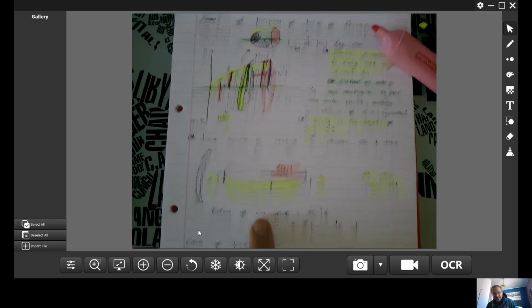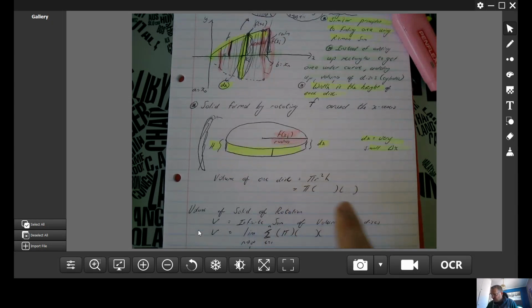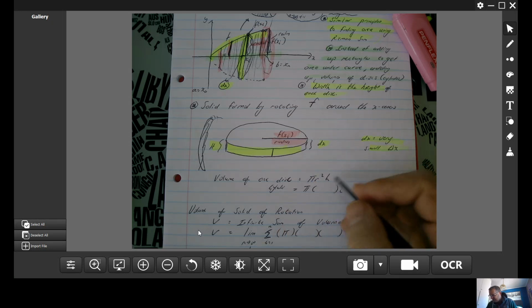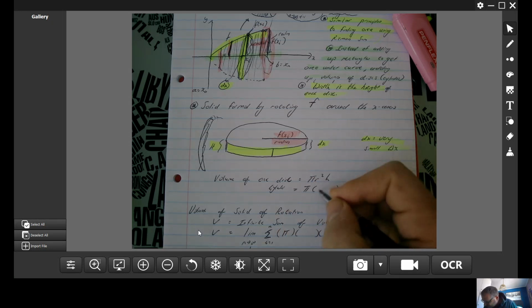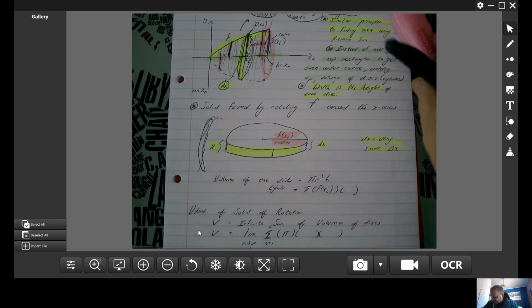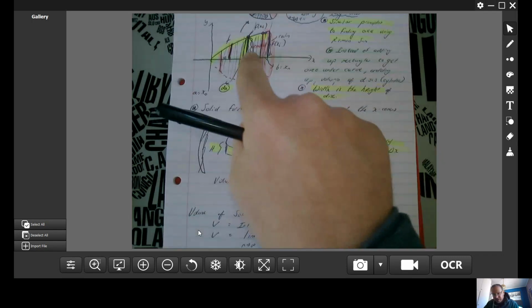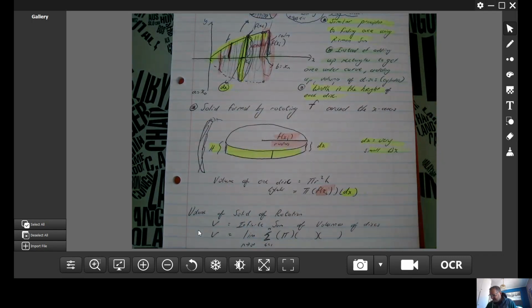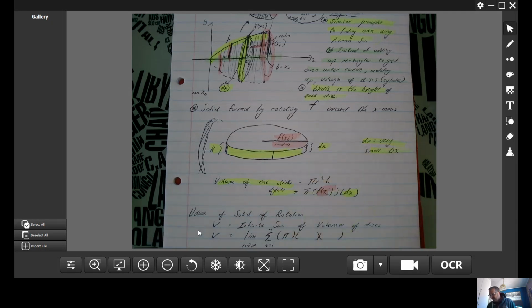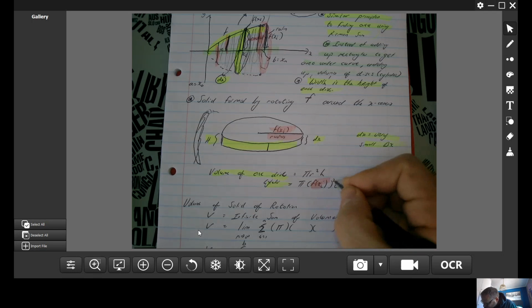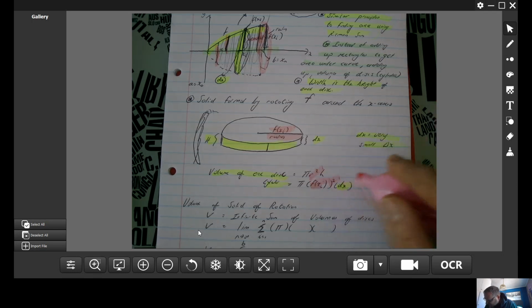So if I look at the volume of one disk, the volume of a disk or a cylinder, we know, is pi r squared, area of your base, times your height. But in this case, your radius is f of xi, and your height is your change in x value over there. So your height is dx. So that's the volume of one cylinder: pi f of x dx, and that f of x should be squared because it's pi r squared. Your height is dx. So that's for one disk.